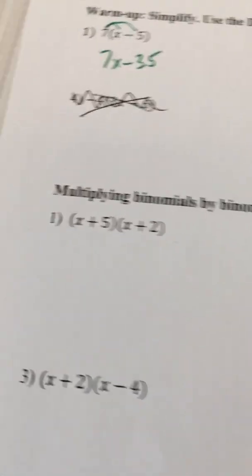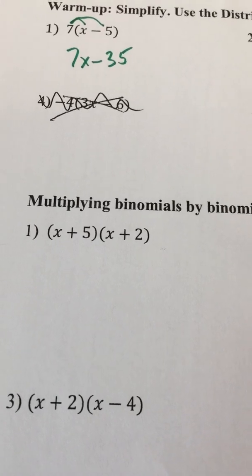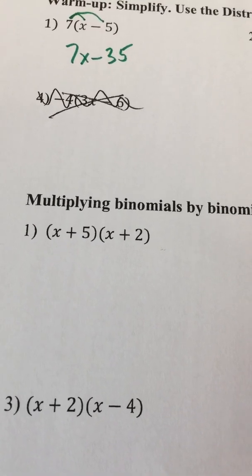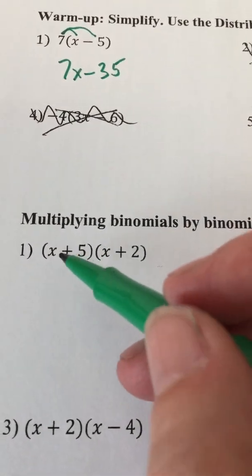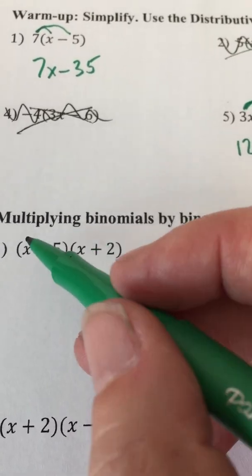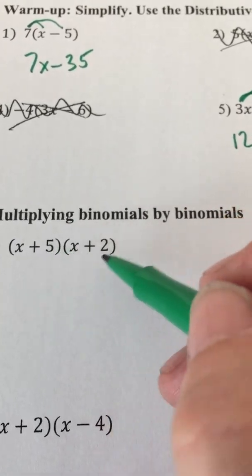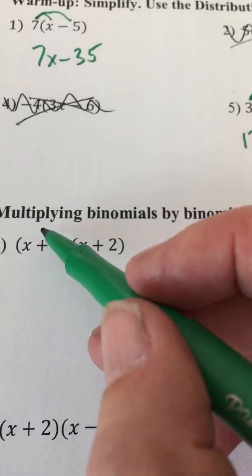So there's the warm-up. Here we go with multiplying binomials times binomials. So just like I showed you on the poster, go look at your poster if you want to have it as a go-by. You're going to do a double distribution. This is a binomial, not a monomial anymore. So I need to distribute the x, the first term times both pieces, and I'm going to distribute the second term times both pieces. So use your little lines to keep track.